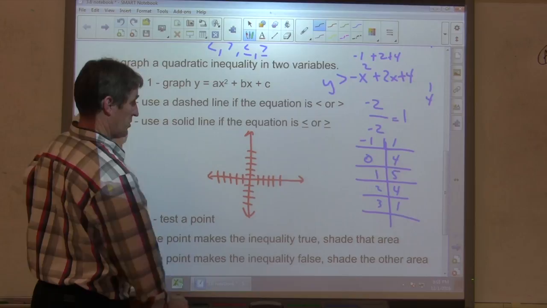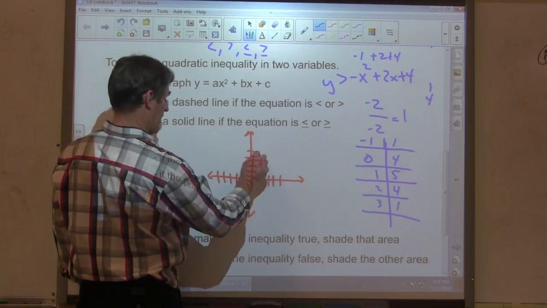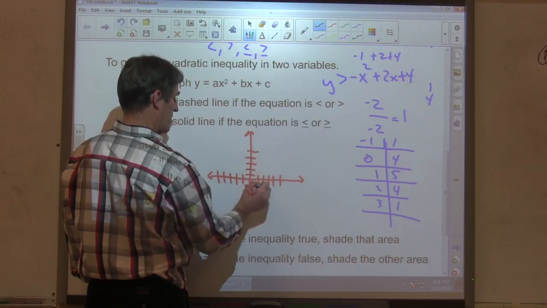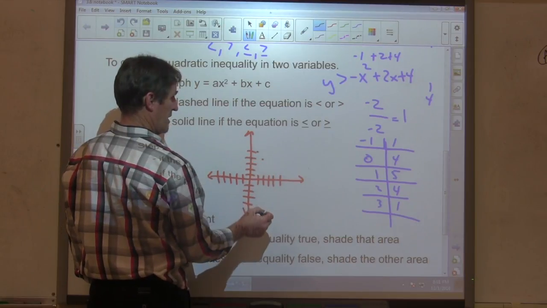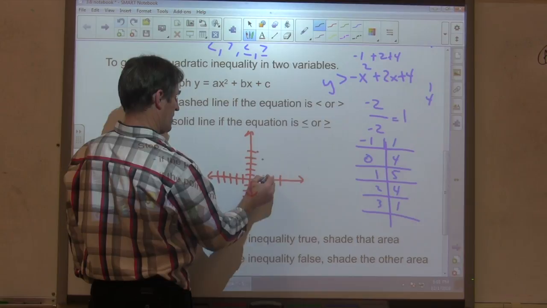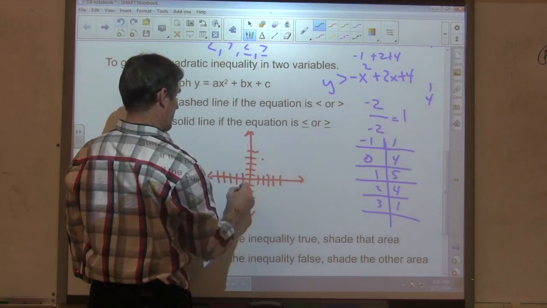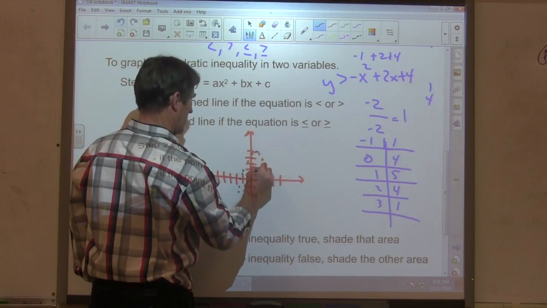So if I go to graph this, at 1 we're at 5, at 0 we're at 4, at 2 we're at 4, at 3 we're at 1, and at negative 1 we're at 1. This is a greater than, so it's just a dotted line.